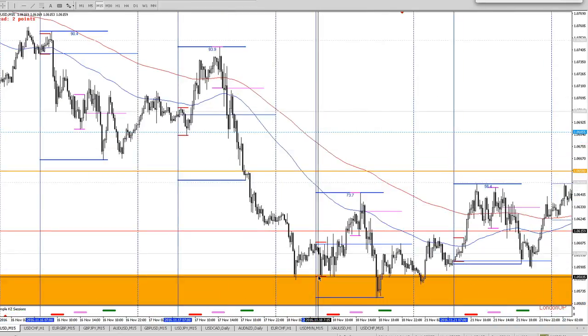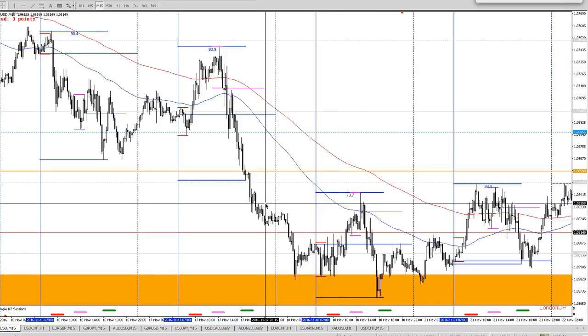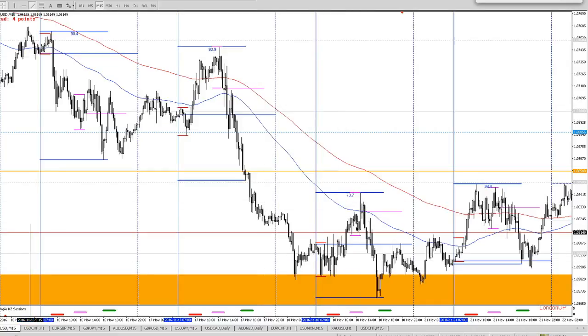So, okay, we're in a downtrend. It rallies up into an order block here. So it rallies up into an order block.